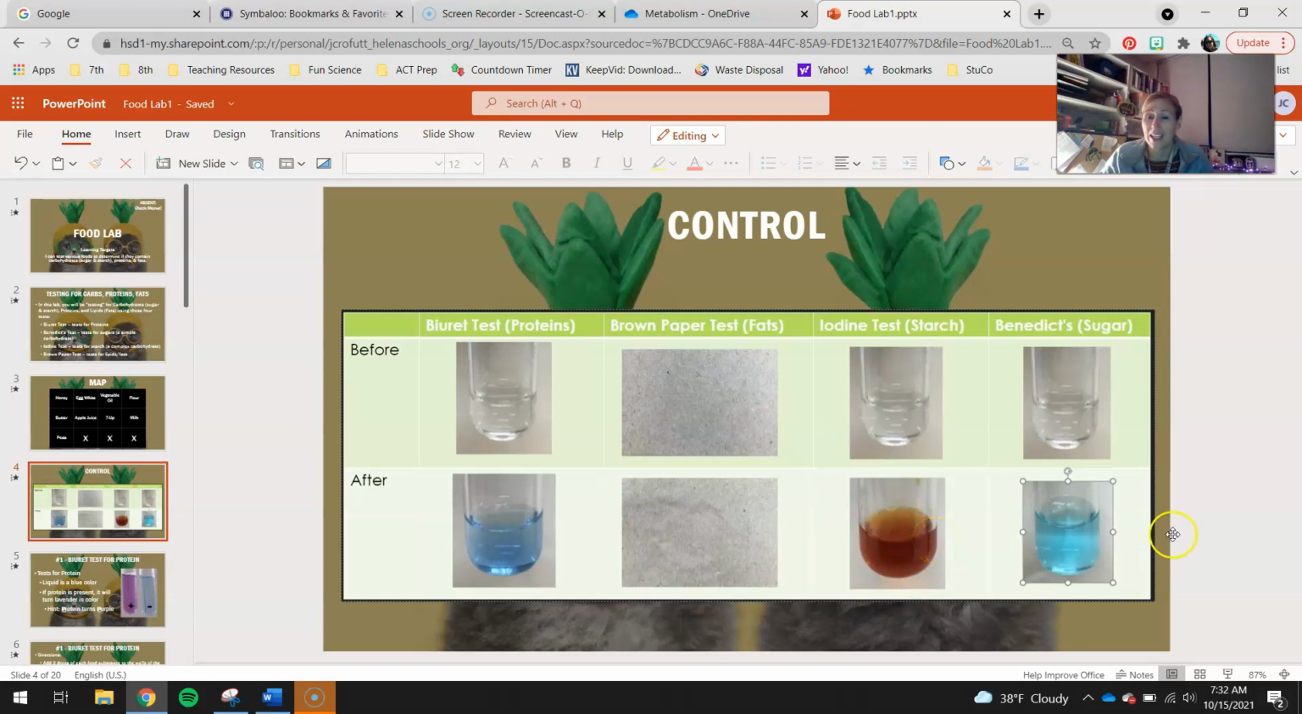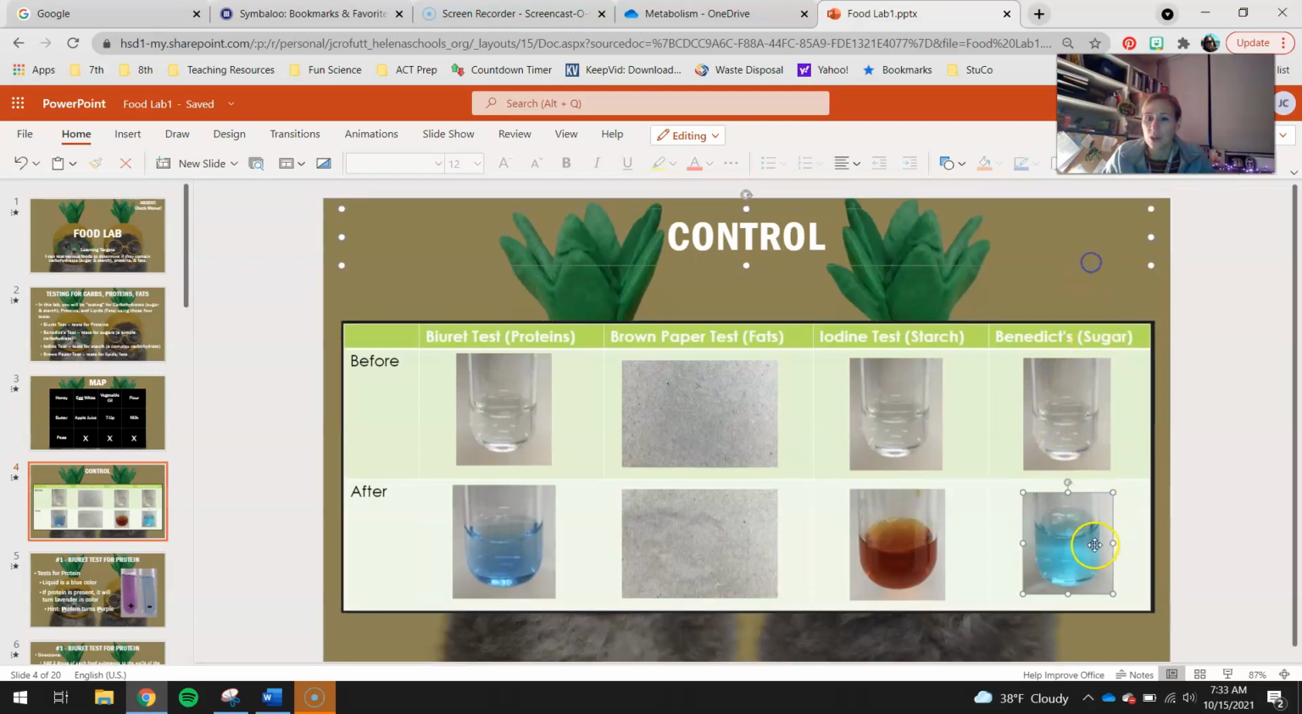Okay, and then finally, Benedict's tests us for sugar. Those are those chains of 2 glucose molecules. Again, this is just a regular test tube of water, but when we add the Benedict's to it and heat it up, this is what a negative test is. Again, there shouldn't be any sugar in our water, so you can see what a negative test for that looks like.